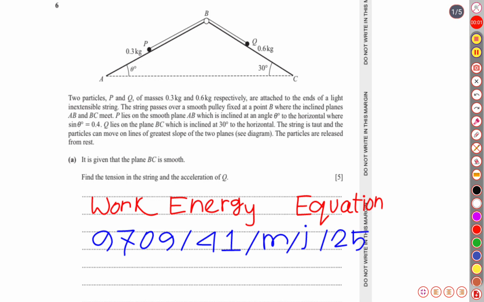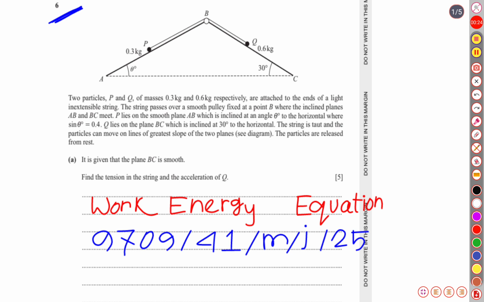Well, now our topic is work energy equation. And for solving a question under this topic, I have chosen the paper 9709/41 for the session May June 25. And we are going to solve question number 6. Let's read what question number 6 says.